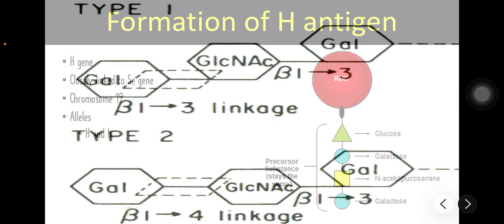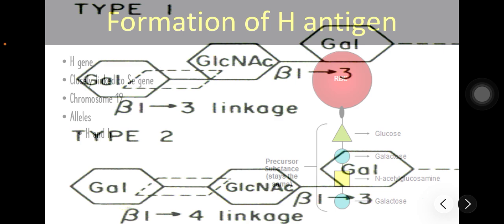In type 1 precursor substance, the number 1 carbon of the terminal GAL is linked to the number 3 carbon of the GlcNAc. This is known as the beta 1,3 linkage. These structures are found primarily in body fluids and secretions such as saliva and milk, and in the plasma. Type 1 chains are the mandatory precursor for the Lewis blood group system. The Lewis gene, or FUT3, adds the sugar L-fucose to the number 4 carbon of the GlcNAc on this specific chain.